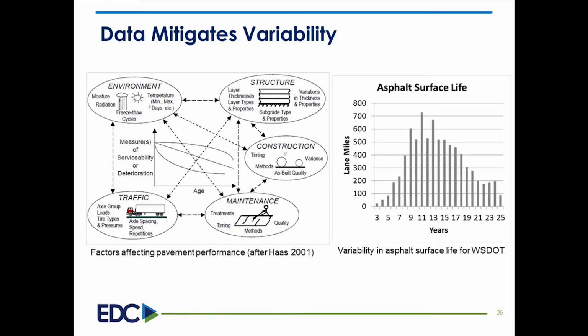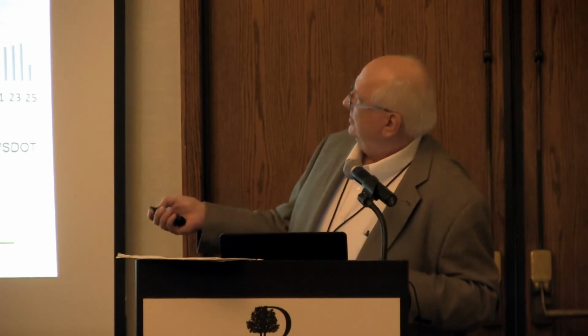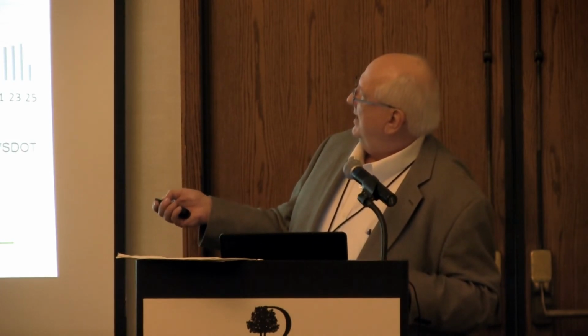So this amount of data that we have is really necessary, and we look at data as mitigating variability. This is a plot of the asphalt surface life we have across our network and how many years we expect between resurfacing. And you can see there's a tremendous amount of variability there. We have a lot of different climates in Washington, and these are all the different factors that affect it, whether it's traffic or the structure or the ground conditions. There are a lot of different factors that affect it.